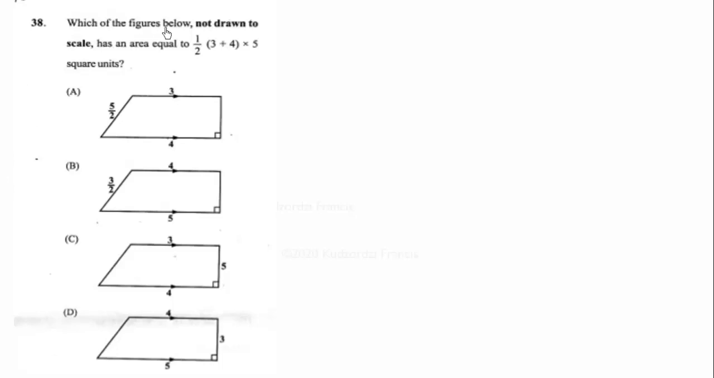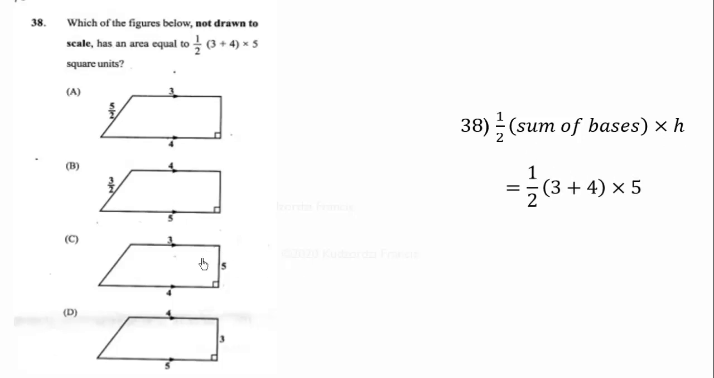Which of the figures below, not drawn to scale, has an area equal to this expression? So we know these are all trapezoids. So we know the formula for the area of a trapezoid is half times the sum of the bases, so these are the bases, times the height. So from the expression given to us, the height is 5.